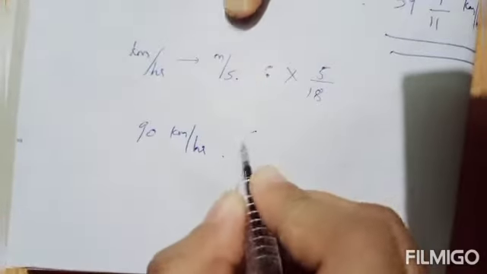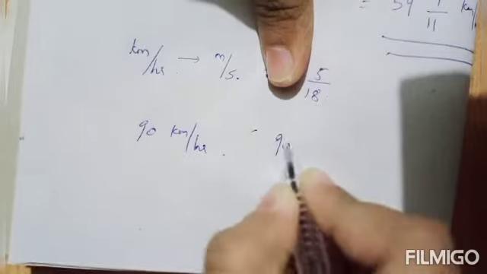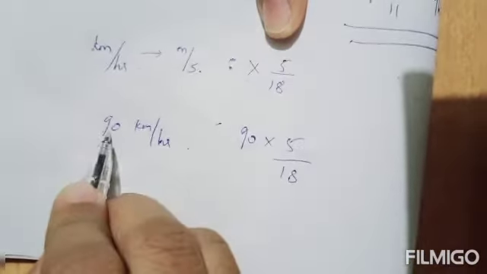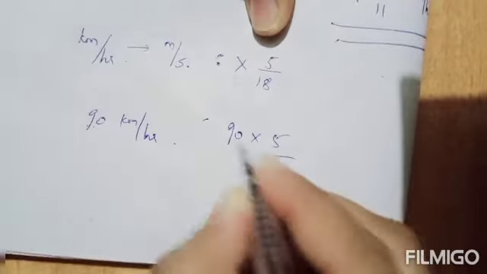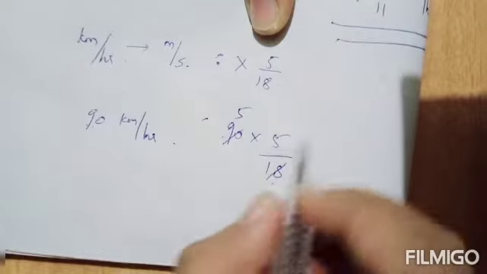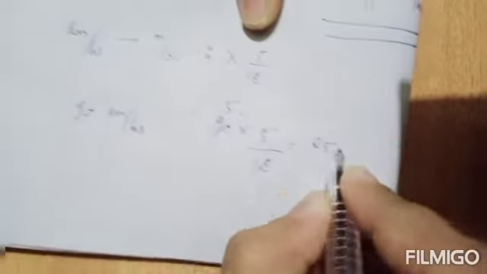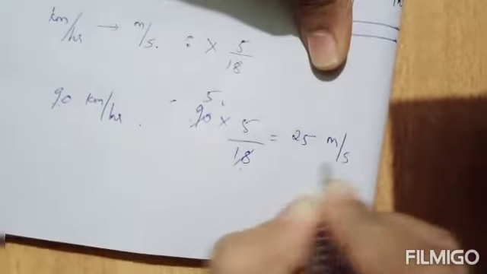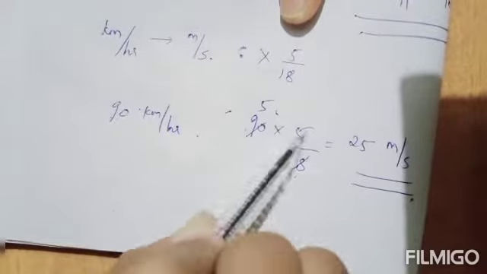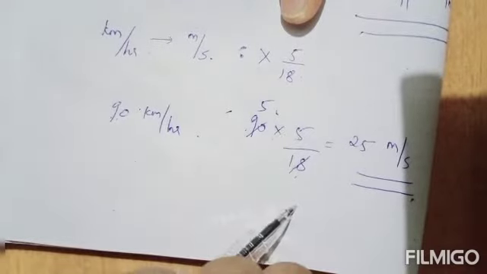So what to do? It will be 90 into 5/18. Multiply 90 by 5/18. So here you will get a 5: 90 divided by 18 is 5. So 5 into 5 is 25 meter. Now the unit will be meter per second. Okay. So in order to convert kilometer per hour to meter per second, just multiply by 5/18.